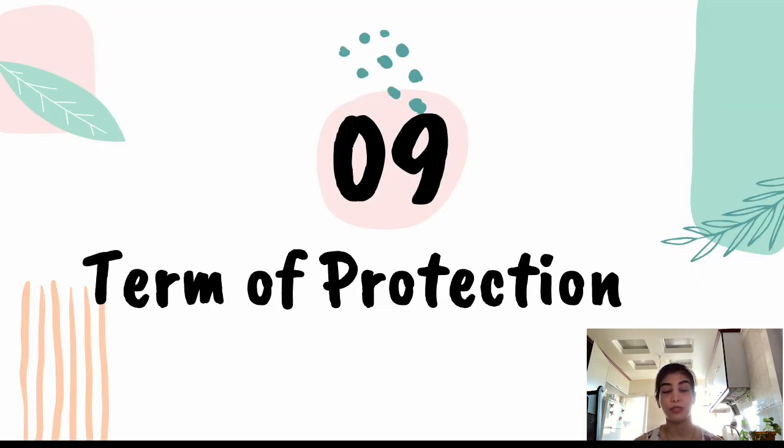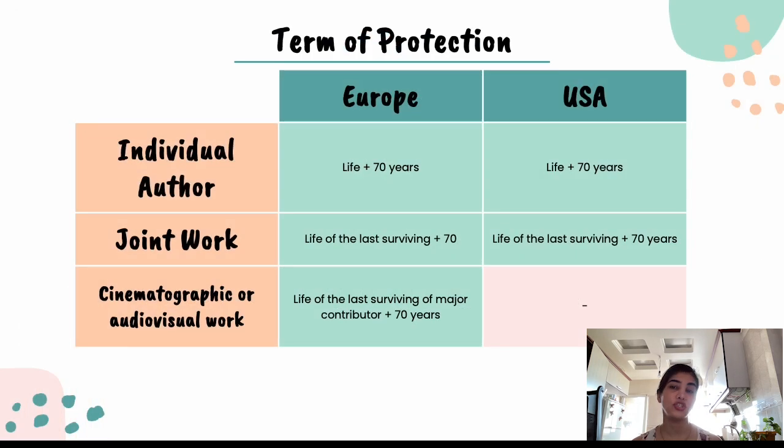Number nine, term of protection. Term of protection is actually the time of protection or the length of protection. It is the time that the law protects a work against violators. In every country, there is a special limitation of protection. We have here a term of protection for the USA and Europe, and we see that for every creation we have protection for the life of the creator plus 70 years after his or her death.